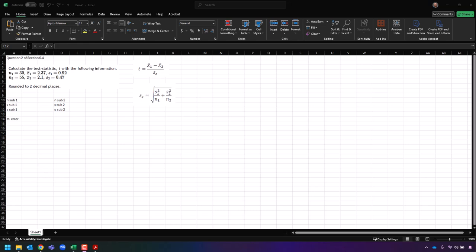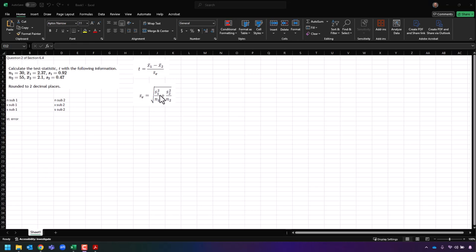All right, welcome. I want to make a quick little video of a walkthrough of question 2 of section 6.4, and just a way that I kind of organize this to make it a little bit easier for myself. So here is the formula for the test statistic, and I just copied and pasted these from our formula sheet. So we're working with a t-test statistic because we know the sample standard deviations, and then we also need the standard error, and we have a formula here for the standard error.